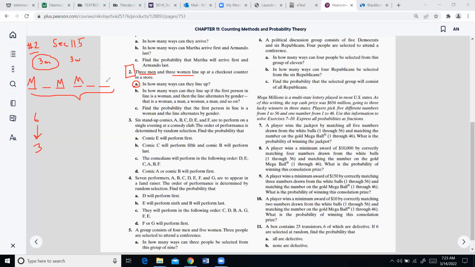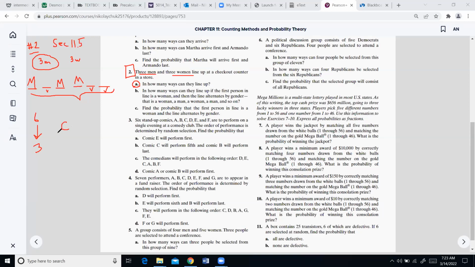Okay, so you can select 3 positions and put 3 women, and then the remaining you will fill with men. So it'd be the same exact result at the end of the day. So from 6 you choose 3. The question is, do you care about order of those? And the answer is, looks like not.